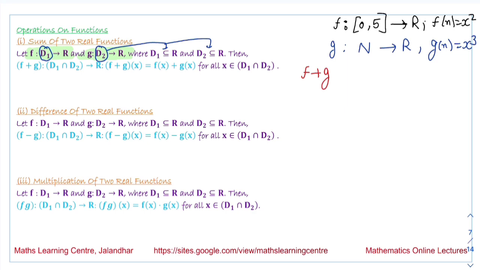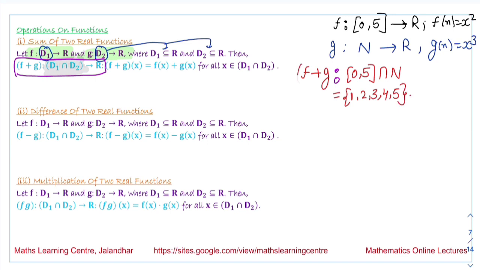First thing, the domain of this function, this is the definition that we have. The domain of this function will be the intersection of these two sets d1 and d2. So what is the intersection of these two sets? It is [0, 5] intersection N. 0 is not a natural number. The natural numbers are 1, 2, 3, 4 and 5. So the domain of f plus g is equal to the intersection of these two sets, d1 intersection d2, to R.